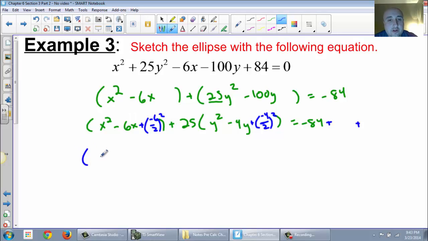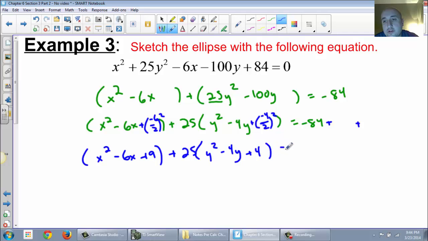All right, so let's see what we have here. x squared minus 6x. -6 divided by 2 is -3. -3 squared is 9. Plus 25 times y squared minus 4y. -4 divided by 2 is -2. 2 squared would be 4. So -84 plus 9 plus, now the problem here is I'm not going to add 4. I need to do 25 times 4. So I actually need to multiply these together. So 25 times 4 is 100.